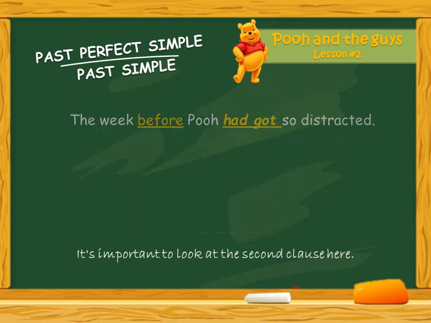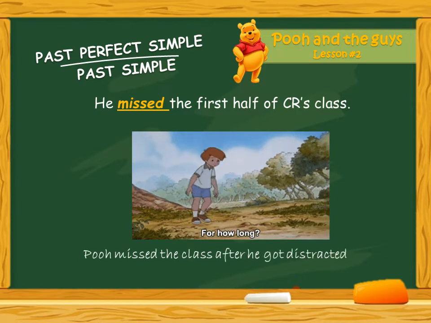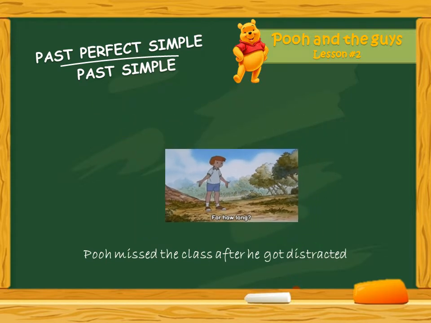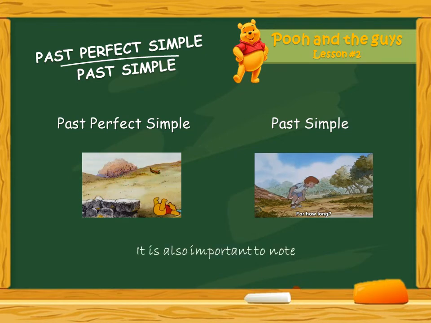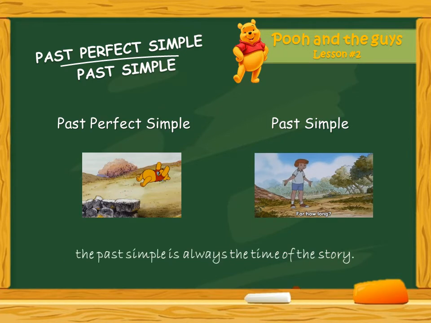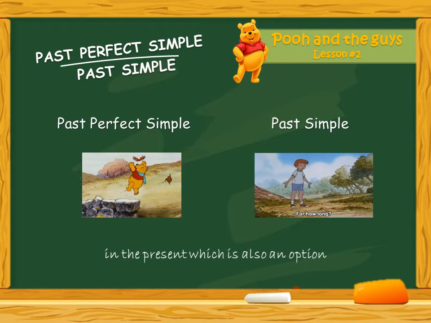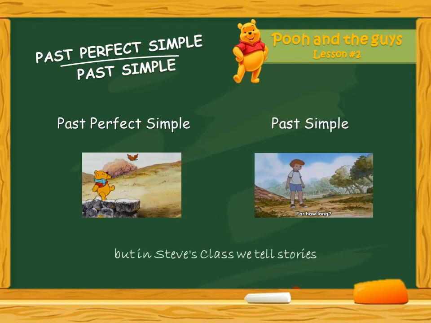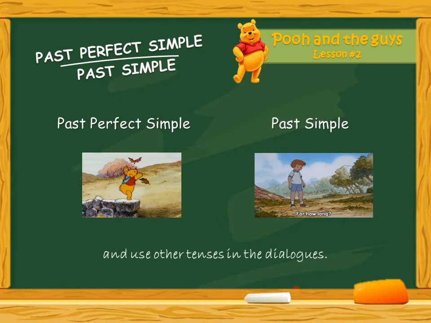It's important to look at the second clause here. It is in the past simple because Pooh missed the class after he got distracted and not before. It's also important to note that the past perfect and past simple often work together. When you are telling a story, the past simple is always the time of the story, unless someone has decided to tell a story in the present, which is also an option, but in Steve's class we tell stories using narrative forms and use other tenses in the dialogues.